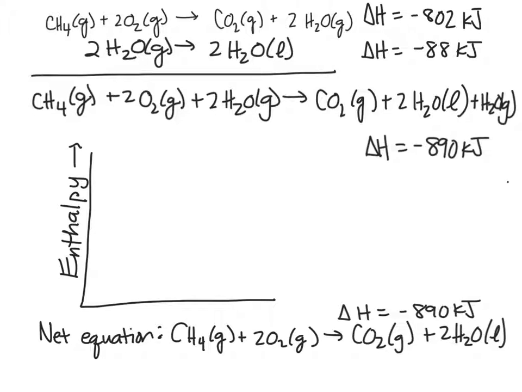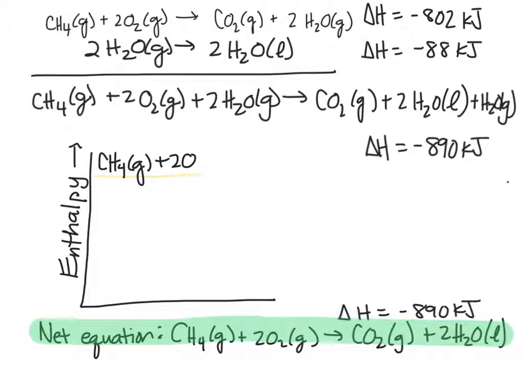In Hess's law problems, we're usually trying to get our smaller equations to add up to a net equation to figure out how much heat that produces. You can visualize what's happening by using this energy graph. Imagine your reactants starting up here. We have methane gas and oxygen gas at a higher energy level.